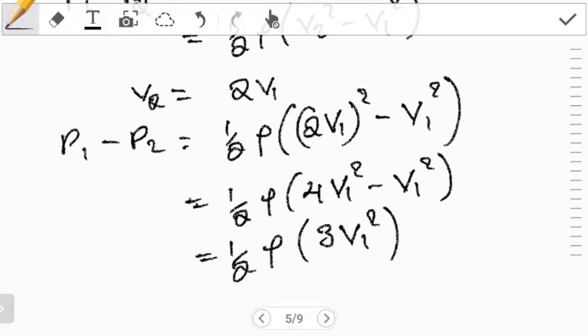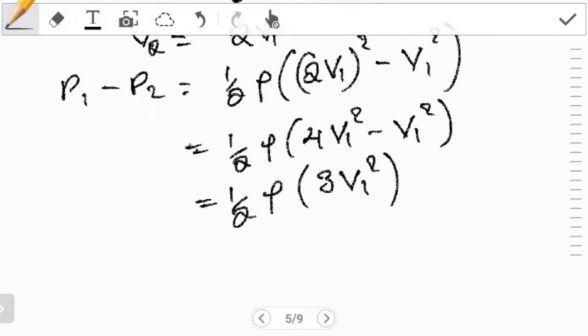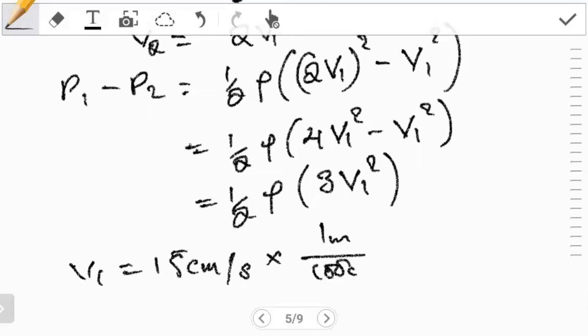So initially that V1 is given as 15 centimeters per second. So we can convert this to meters. So we know in every meter we have 100 centimeters. So all we have to do is divide by that 100 centimeters, and this is going to perform the conversion for us. So this will end up as 0.15 meters per second.